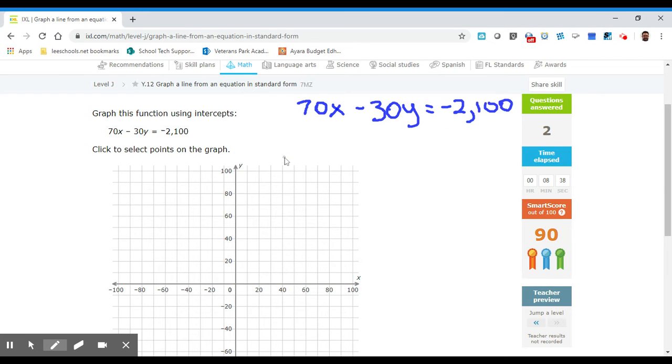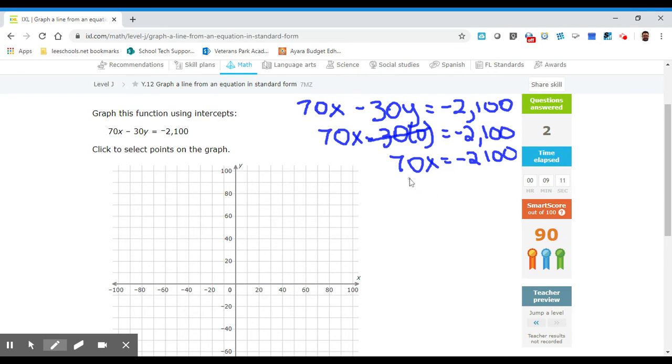Okay, so what do we want to find first? Let's find the x-axis intercept first. So if I want to find the x, I need to get rid of the y by putting a 0 in there. So let's do that. 70x minus 30 times 0 equals negative 2100. If you get fast at it, you won't have to do that. You could skip that step, but this is basically gone now, leaving 70x equals negative 2100.